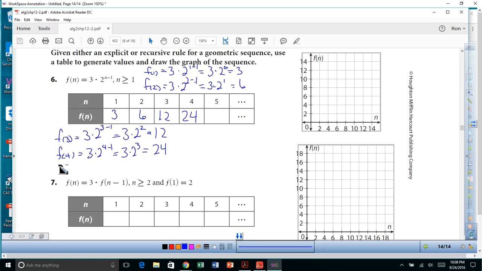And let's see, f of 5 will be 3 times 2 to the 5 minus 1, which is 3 times 2 to the 4th. Well, 2 to the 4th is 16. 3 times 16 is 48. So let's graph these. How does it graph? So 1 gives you 3, right? And then 2 gives you 6. 3 gives you 12. And then 4, well, that's off the charts.